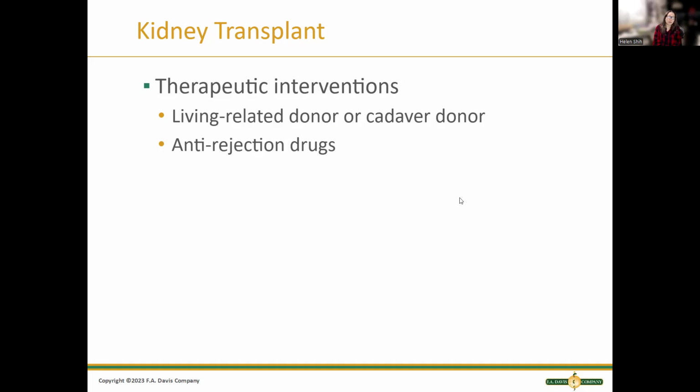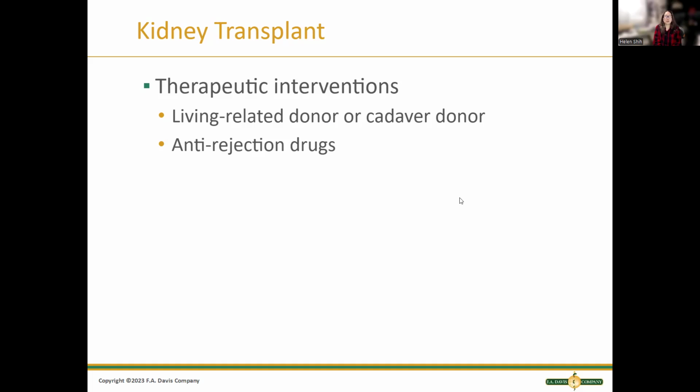Living related donor means that it's maybe a sibling or a cousin who has compatible blood and kidney to you, that they donate one of their healthy kidneys to you. Cadaver donor means that they might have died in a car accident and they're an organ donor, and they have given permission ahead of time to harvest their organs. And so somebody who's passed can also donate a healthy kidney.